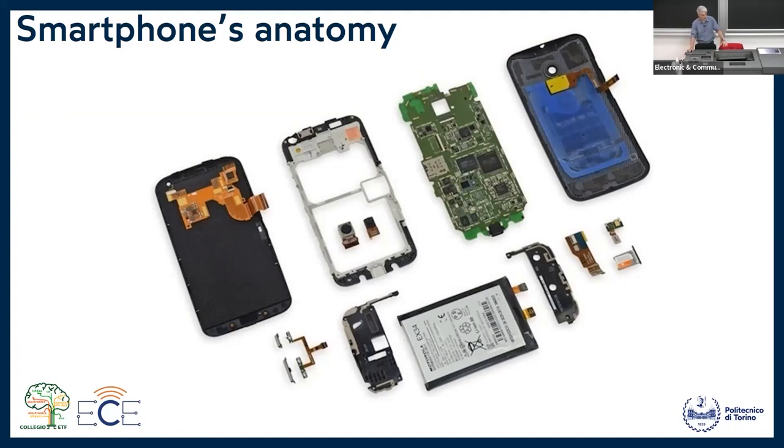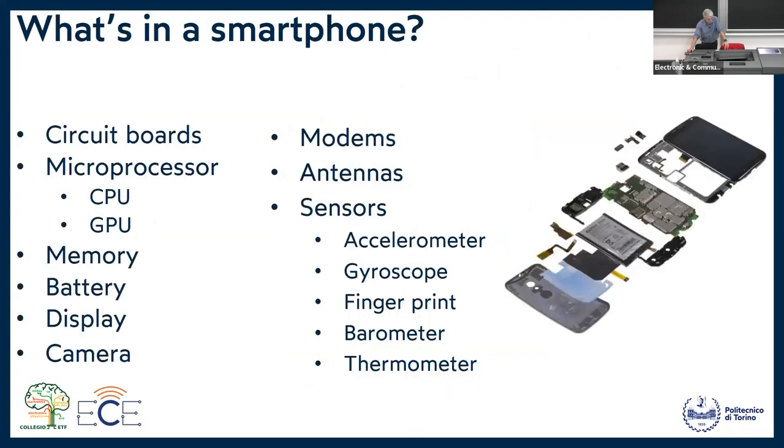What's the challenge here? So let's go a bit more into details. This is pretty much the same smartphone. You have circuit boards, this green part over here. You have the microprocessor, the CPU or the graphic processor, which is probably one of the blocks down here. You have some memory, some batteries, the display, the cameras, and that's what you touch, right? So in the smartphone, you have this.